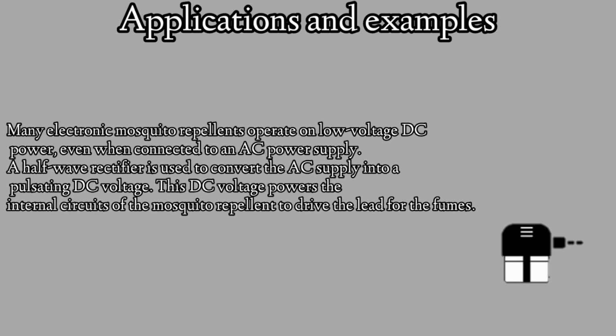Another example that we can take is an electronic mosquito repellent. Many electronic mosquito repellents operate on low voltage DC power even when connected to an AC power supply. A half-wave rectifier is used to convert the AC supply into a pulsating DC voltage. This DC voltage powers the internal circuits of the mosquito repellent to drive the heater for the fumes.